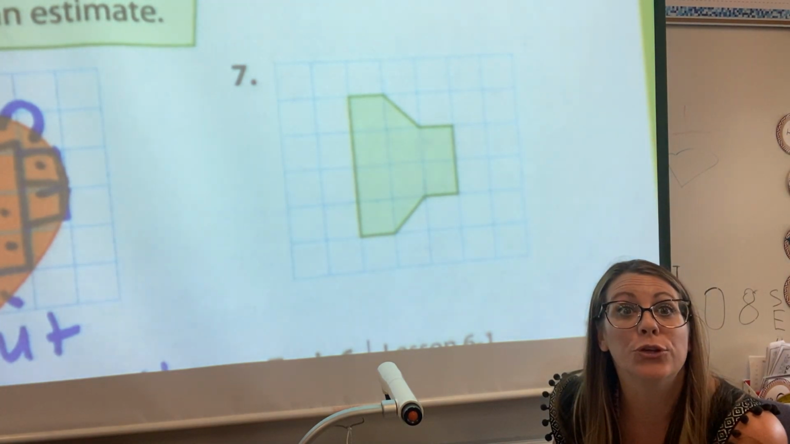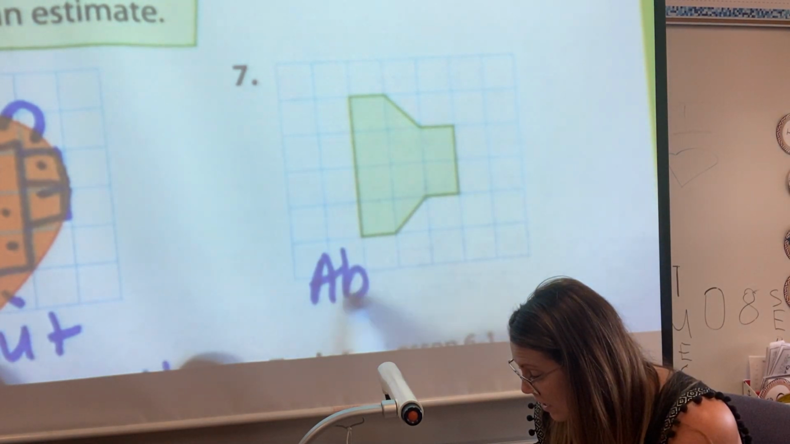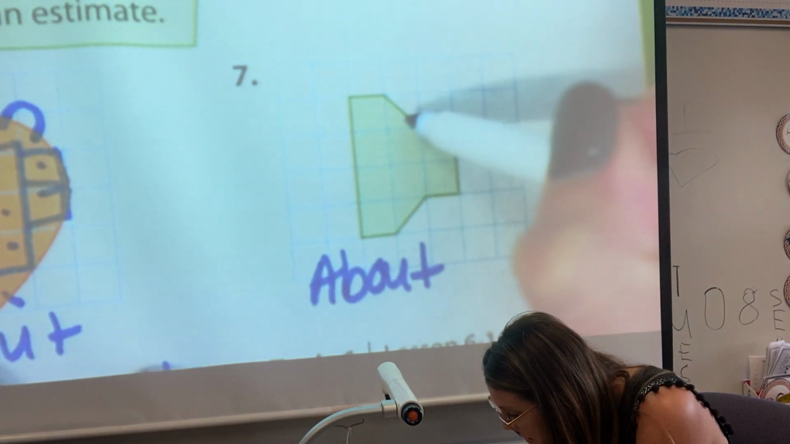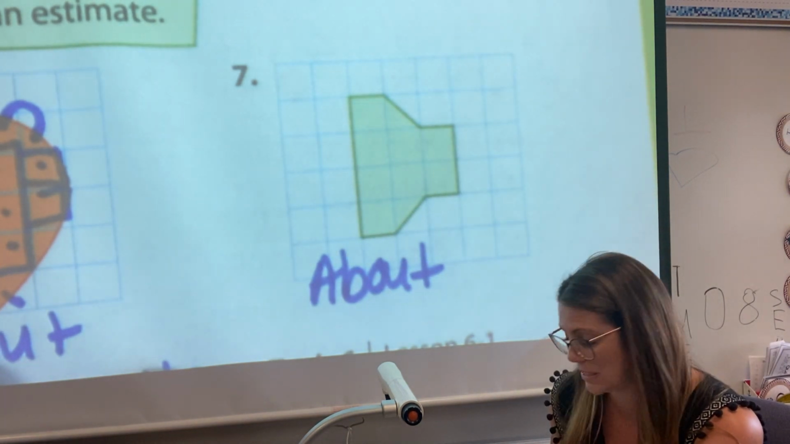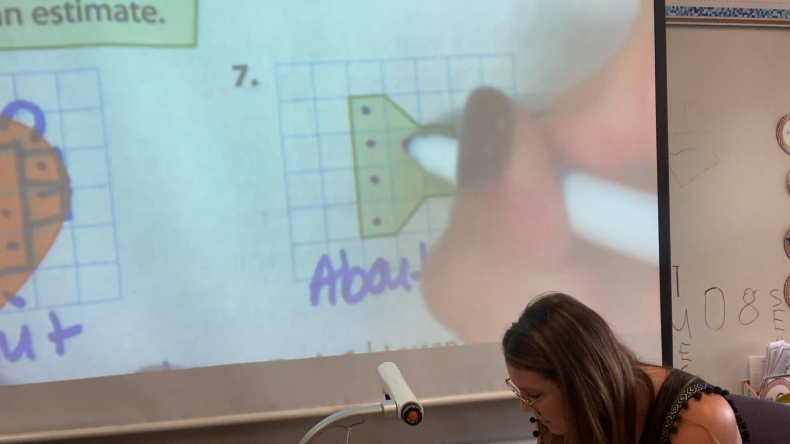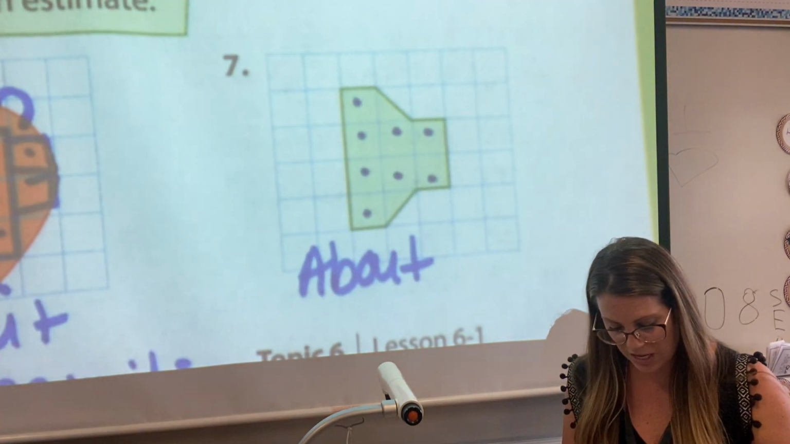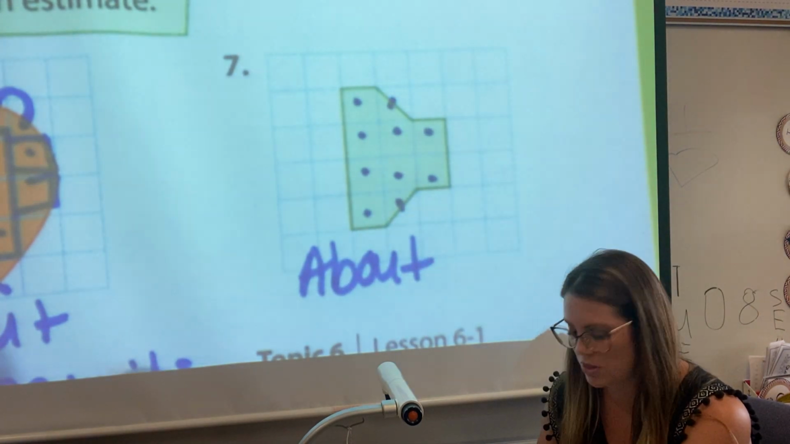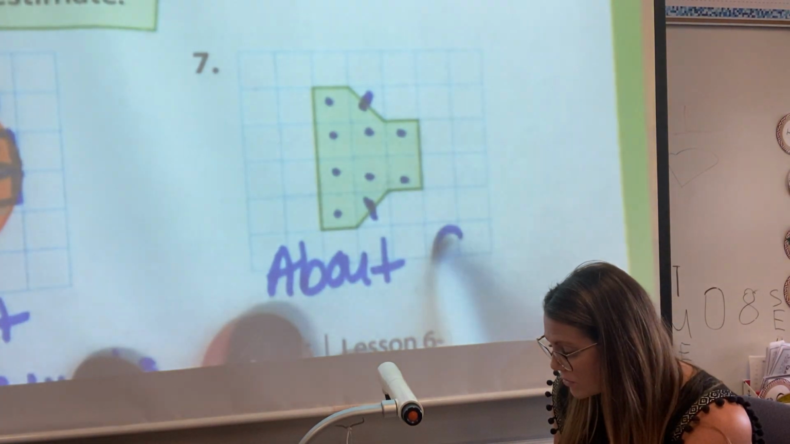All right, so you should have written about, because I see some little pieces that are not exact squares. So you should have known to estimate. Now let's count. I see 1, 2, 3, 4 perfect ones. 5, 6, 7, 8. Did you get 8 perfect square units? Me too. And then if you look here and here, you might be able to put those two together to make one more. So that should be about 9.